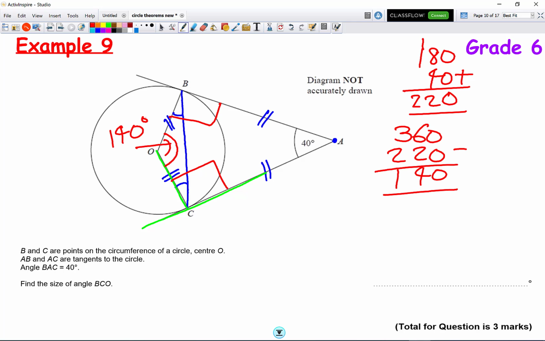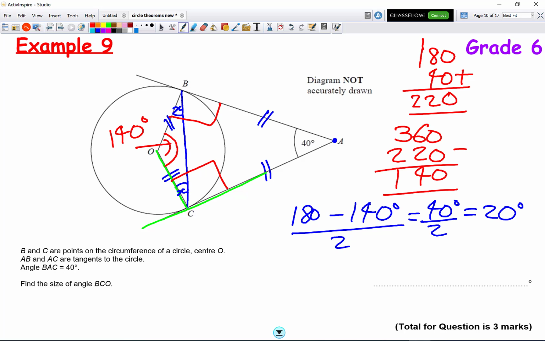Now, because it's an isosceles triangle, we can say that this angle is x and this angle is x. So we could say that, okay, we're going to do 180 minus 140 and then divide the answer by 2. So we do 40 degrees divided by 2, which is 20 degrees. So we get angle BCO is definitely 20 degrees. So angle BCO is 20 degrees.